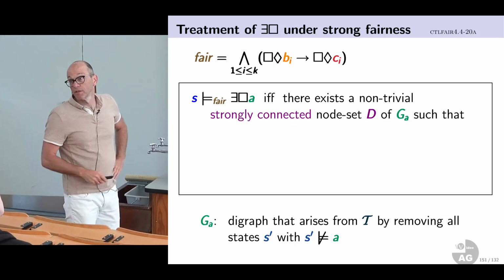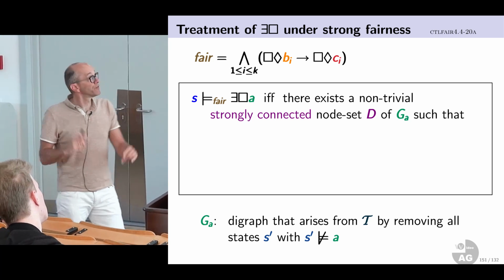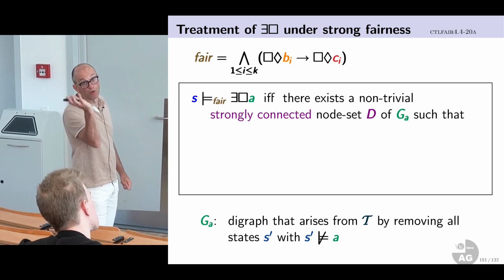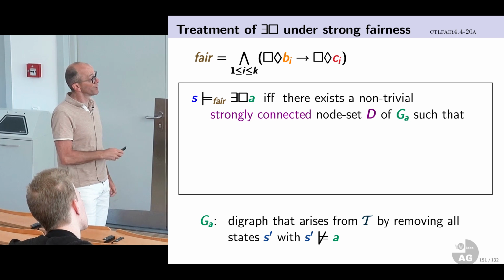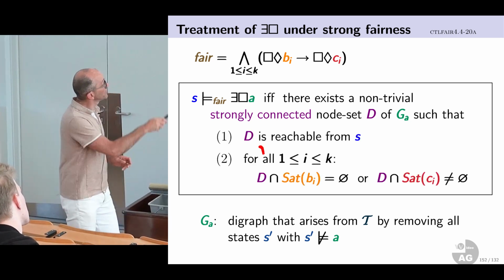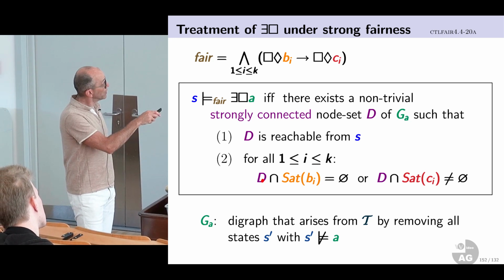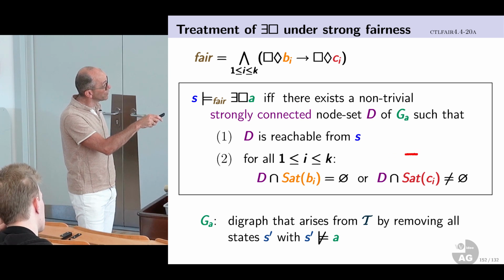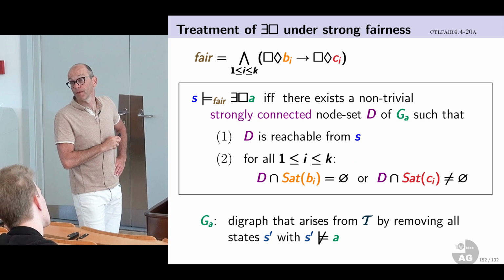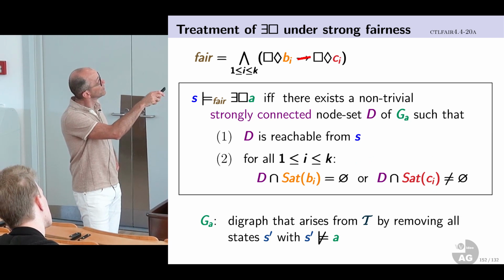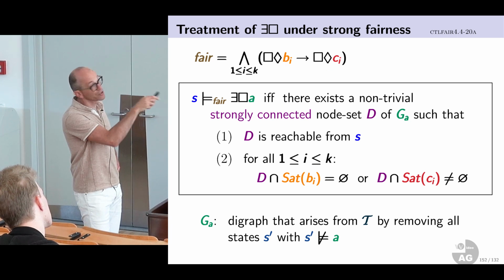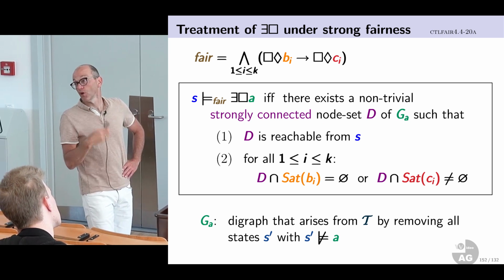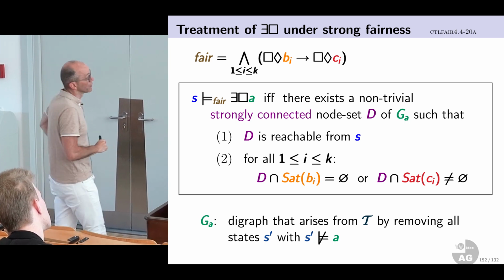Strongly connected node set. Strongly connected simply means from every state you can reach every other state. On the graph GA. So you take the transition system, remove all the non-A states, and you work on that subgraph. Such that the following holds. That one needs to be reachable, and, well, in that connected node set, either there is no BI state or there is at least one CI state. Because we need to fulfill this condition, yeah. If there is no BI state, this condition definitely is fulfilled. And if there is at least one CI state in D, then that condition is also fulfilled because we cycle around in D infinitely often.